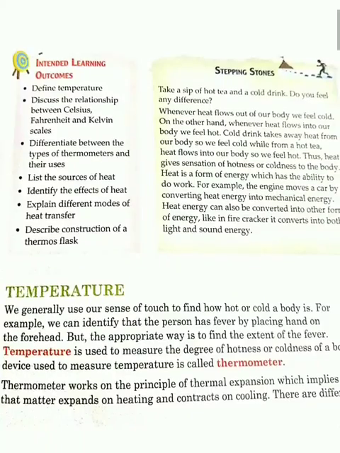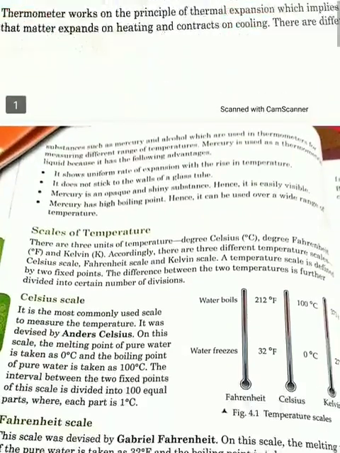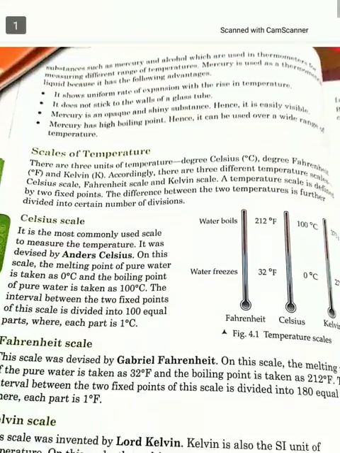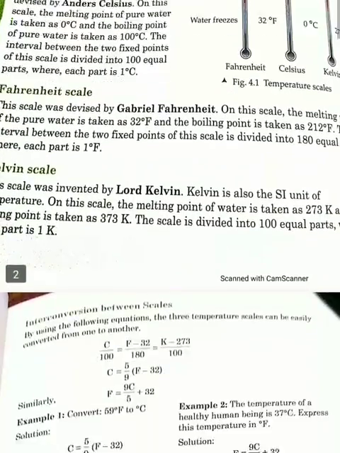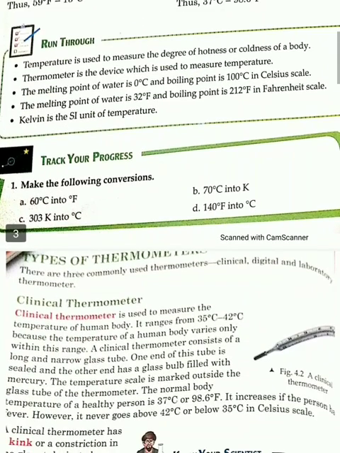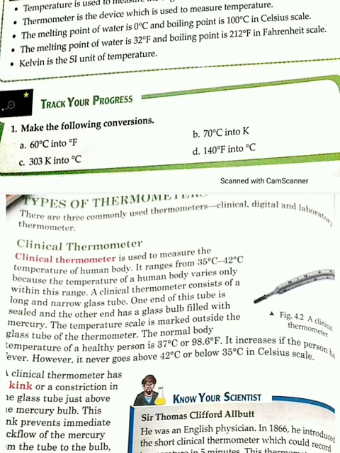Students, we were doing your lesson number 4, and in this lesson we have completed temperature, then scales of temperature. After scales of temperature we have done some numericals to convert degree Celsius into Fahrenheit and Fahrenheit into Kelvin. Then we were doing types of thermometer.